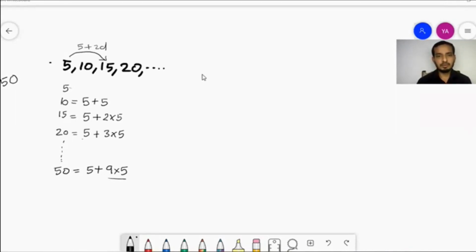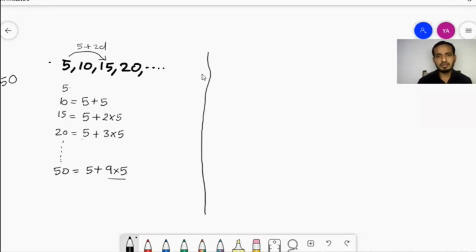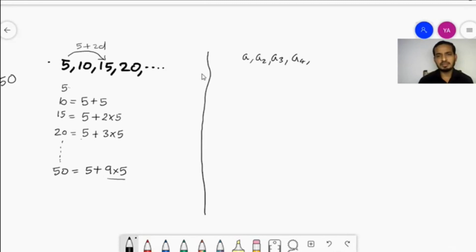Okay, now we are going to derive a formula for the nth term. So this was an example. Now we go to the general form and use algebra. So we can write the sequence like this: A or A1, no problem. Then second term A2, then third term A3, then A4, then A5, etc.